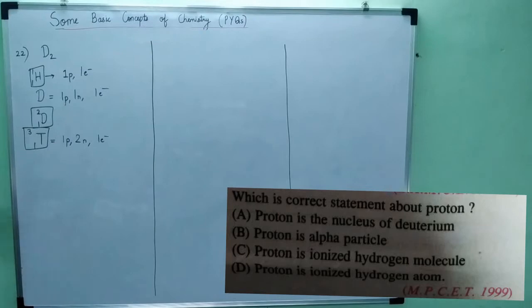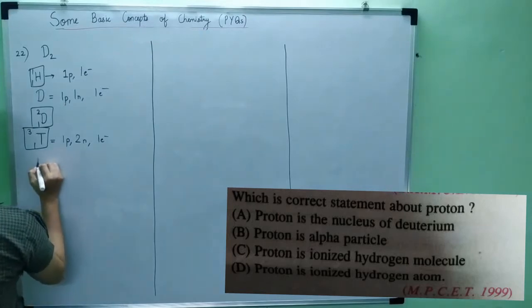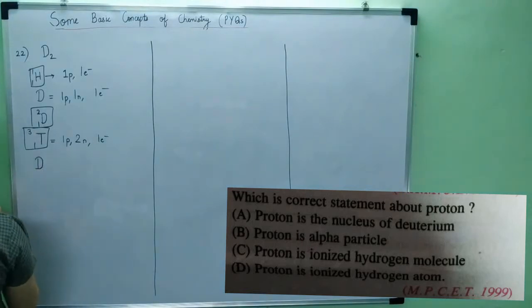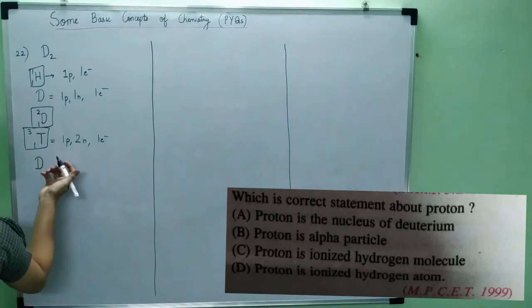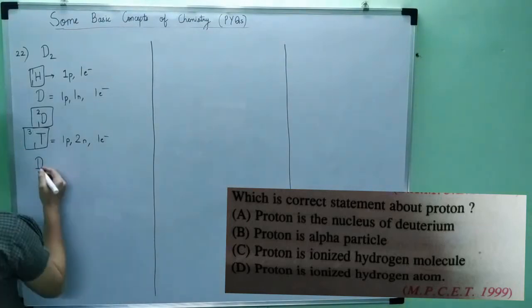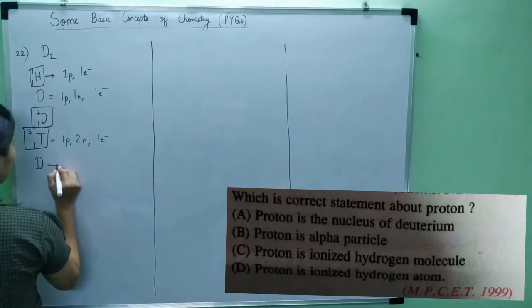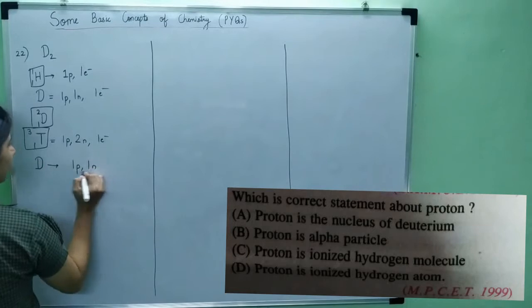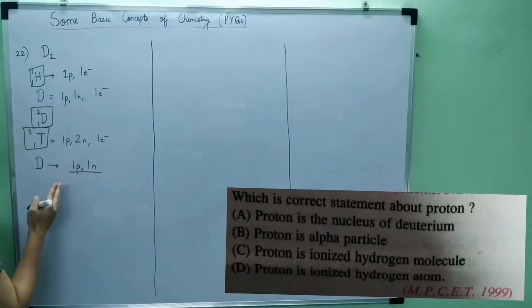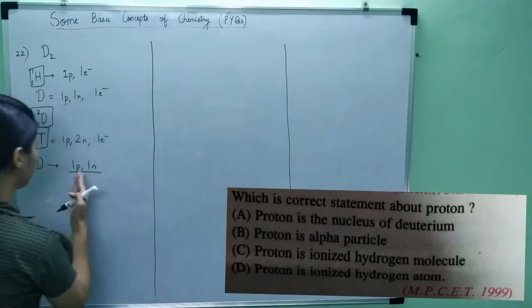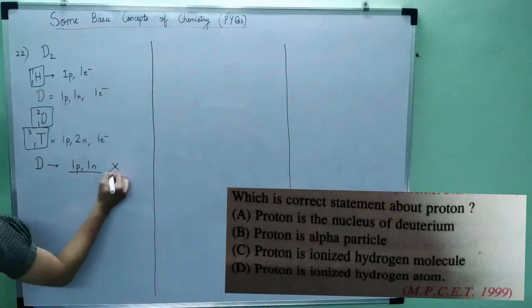Now what have they asked? They have asked, proton is a nucleus of deuterium. So if I consider the nucleus of deuterium, what is deuterium? D. They have just given deuterium, which I have to consider as just D. If they had given the deuterium molecule, then I would have to consider D2. So the nucleus of D contains what? One proton and one neutron. So is the nucleus of deuterium just the proton? No. It is proton plus neutron. So this is not the right answer.